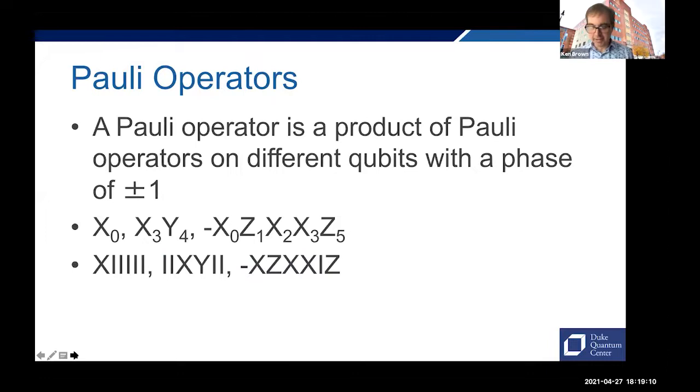Oh yeah, and I just want to say Shilin is a graduate student who works with me here at Duke. We've been working a lot on quantum error correction, all types of quantum error correction.